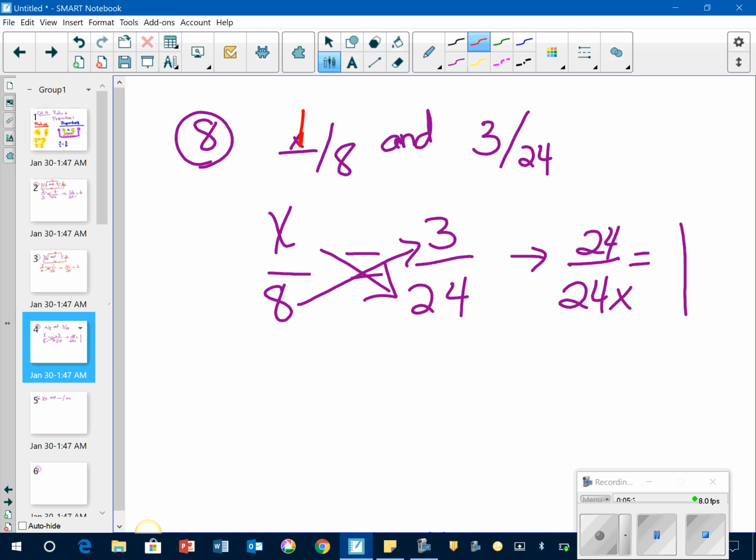So to double check yourself, you can put a 1 here. And 8 times 3 is 24. And 24 times 1 is 24. So that's just a way that you can check your answer to see if you're correct.